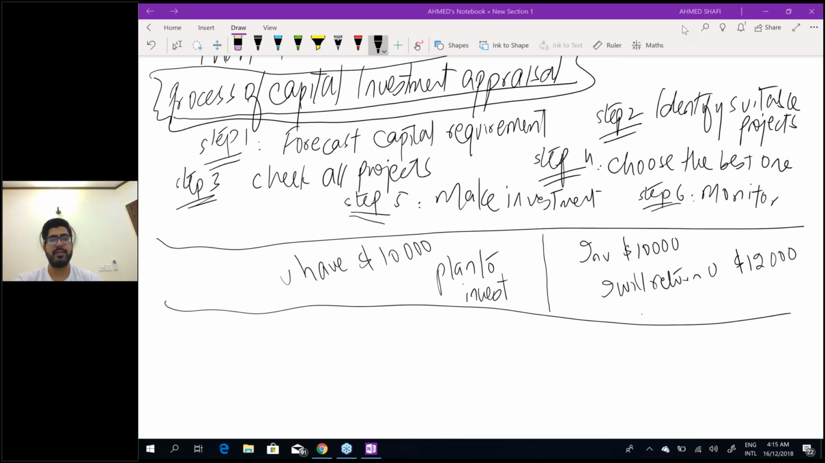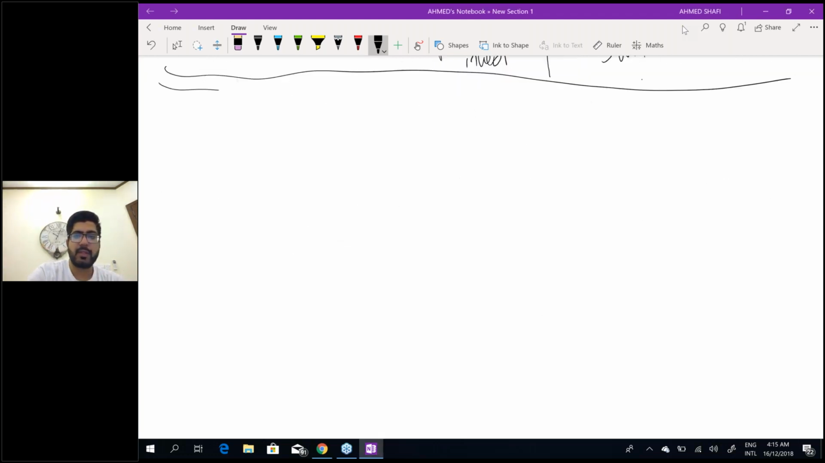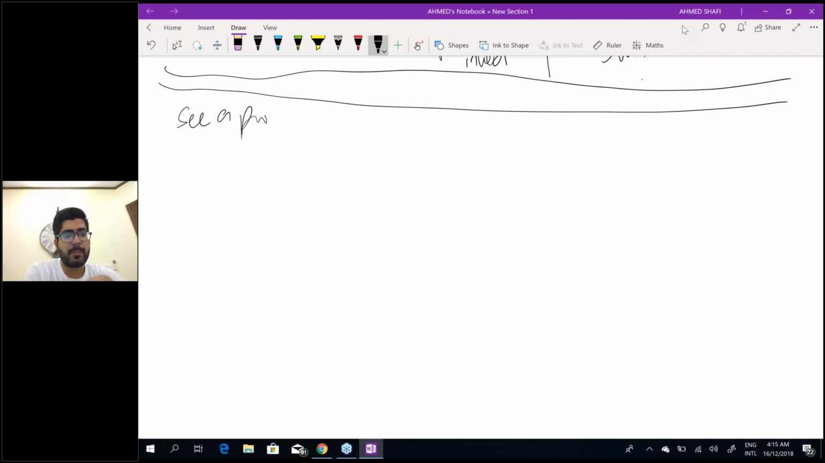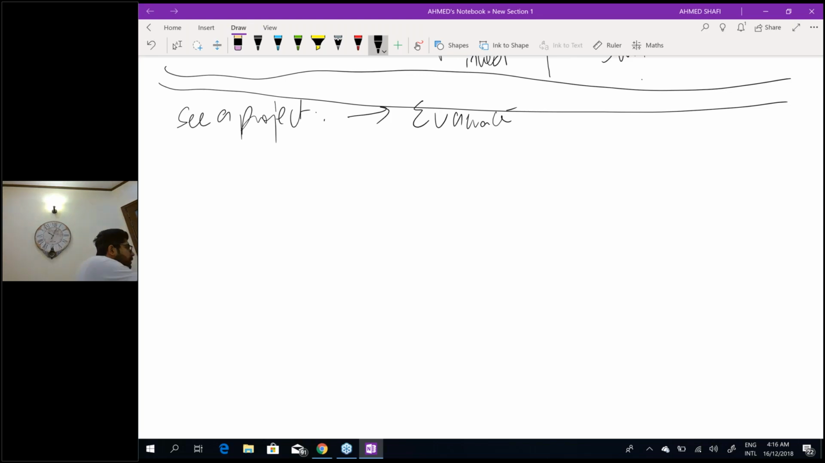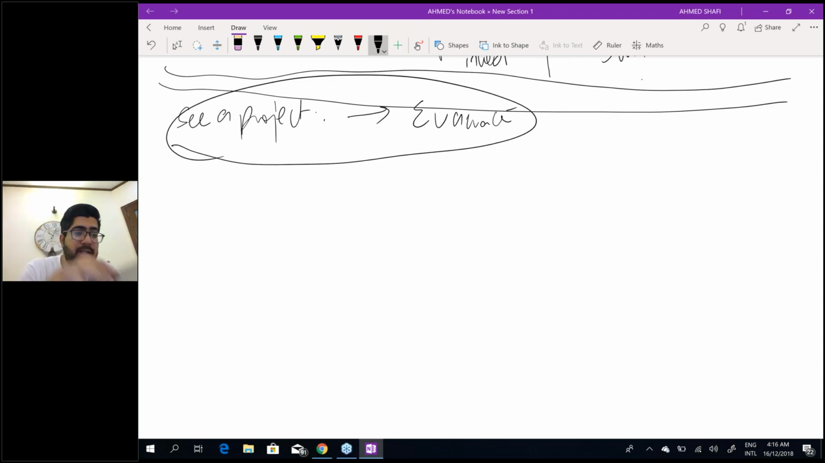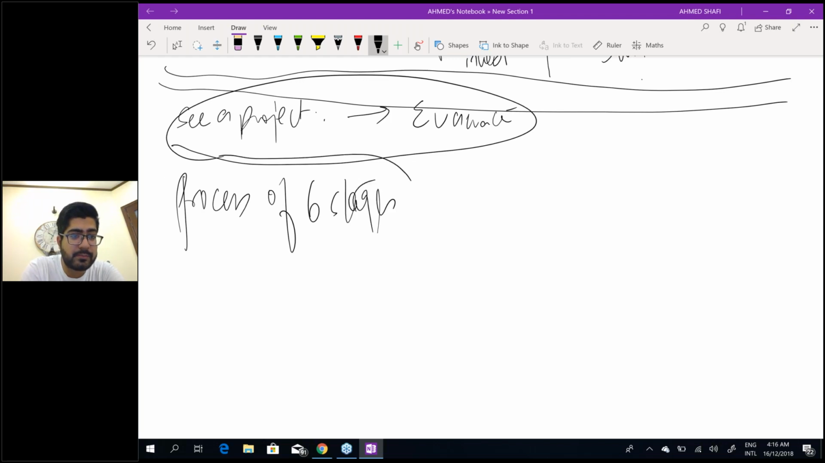Okay, let's get an understanding of these 6 steps, that what happens in the process of capital appraisal. We do appraisal like this, that we just see a project and start evaluating. Okay, is this good for us or not? This is appraisal according to us. I told you companies don't do like this. Companies follow a complete process of appraisal of 6 stages.